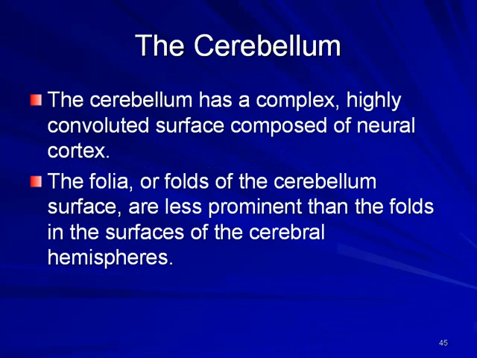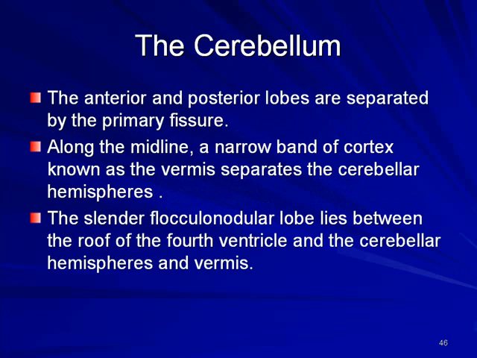Very complex, convoluted surface composed of neural cortex, the folia, which is just a region of that area, folds in the cerebellum, makes it look kind of like a little cauliflower on the edges. Less prominent than the folds of the surface of the cerebral hemisphere. Anterior, posterior lobes are separated by a primary fissure, which I showed you before.